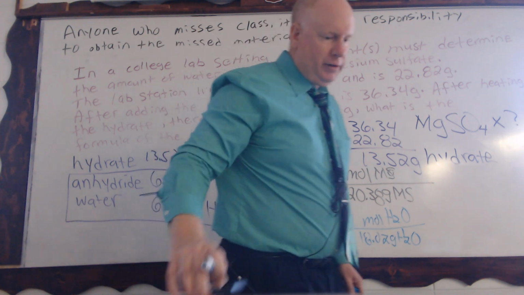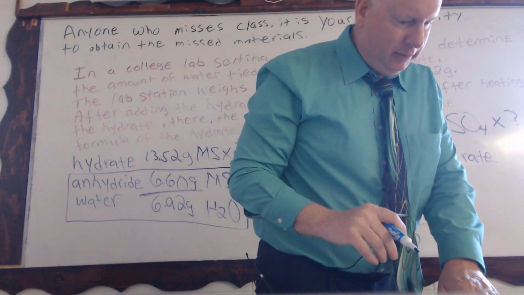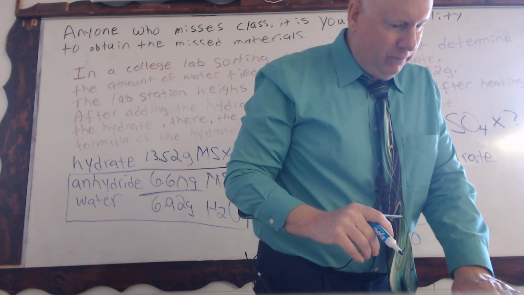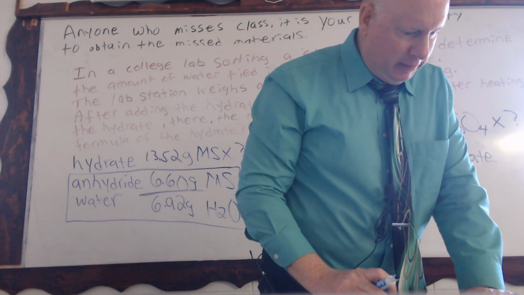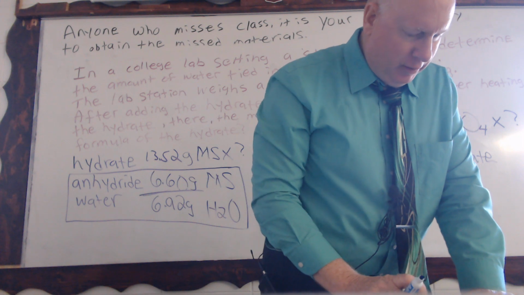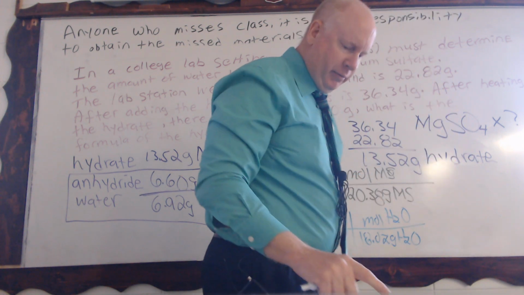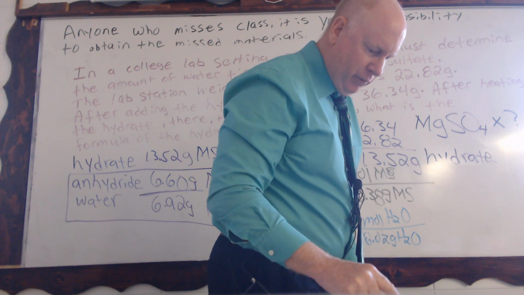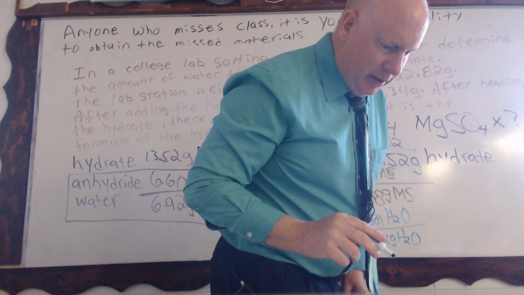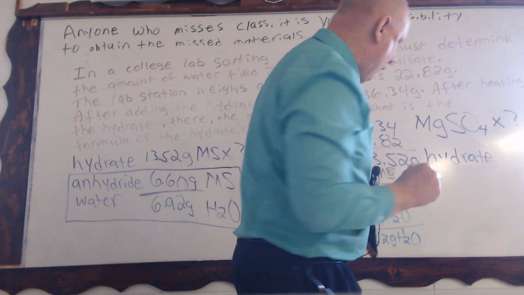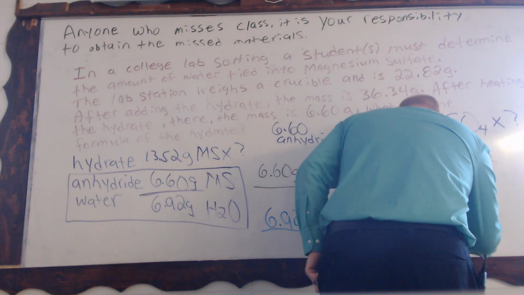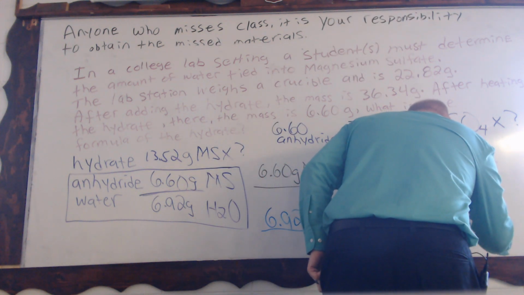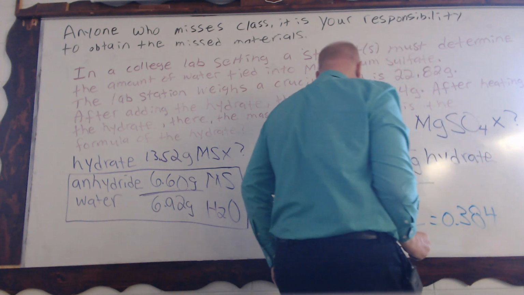So then once you do that, we get, okay, 6.92 divided by 18.02, get 0.384. Okay.